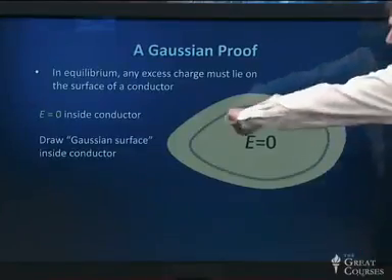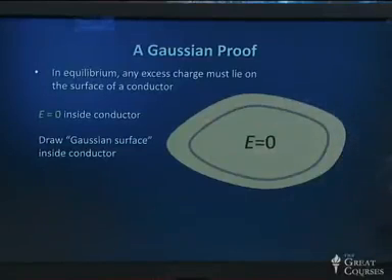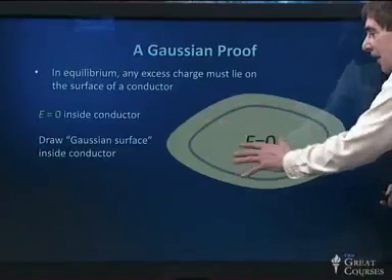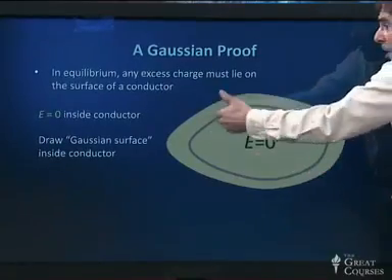Now that means if I draw any kind of surface, I call these surfaces Gaussian surfaces because they're associated with Gauss's law, inside the conductor, the electric field is zero everywhere, so there are no field lines emerging from that surface. And what Gauss's law told us was that the number of field lines emerging from a closed surface depended on nothing but the charge enclosed. So there is therefore no charge enclosed by that surface.